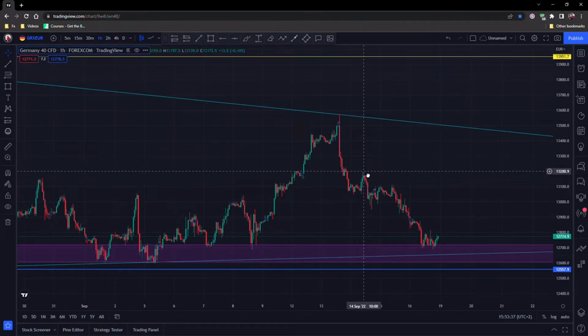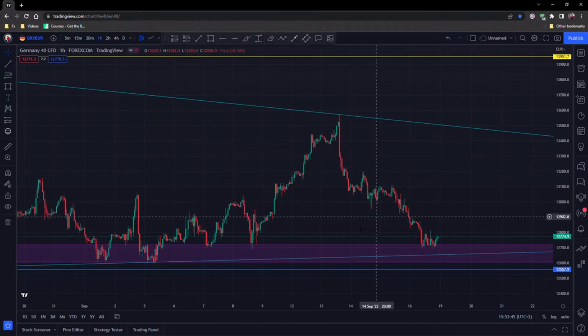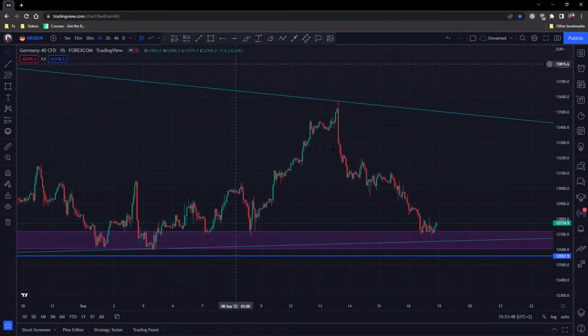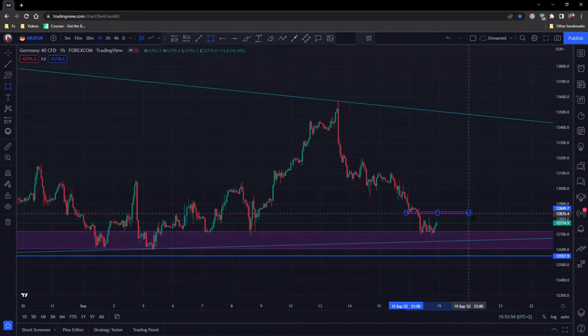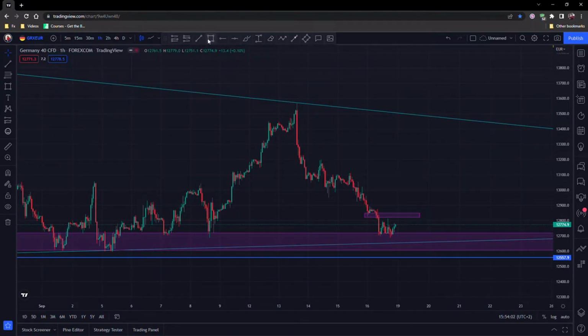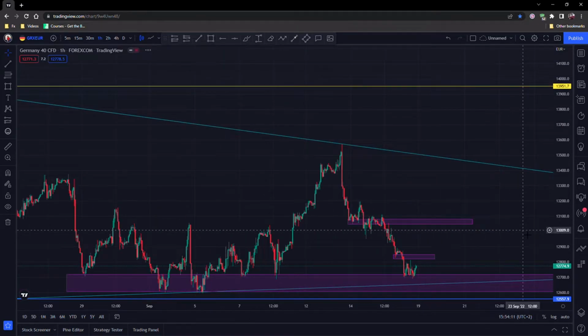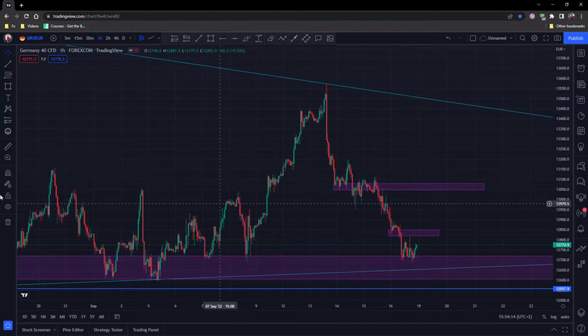You can see that we had this area right here. This area right here is another small resistance area, so we might be looking to retest that area before coming back down, right? Also, this area right here is another resistance area that we just have to be on the lookout for. But yeah, that's going to be it for Ger40.